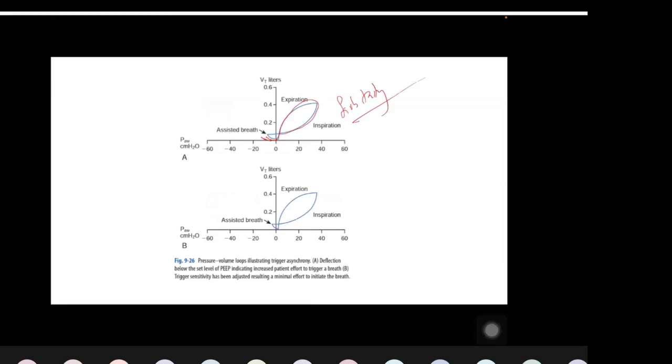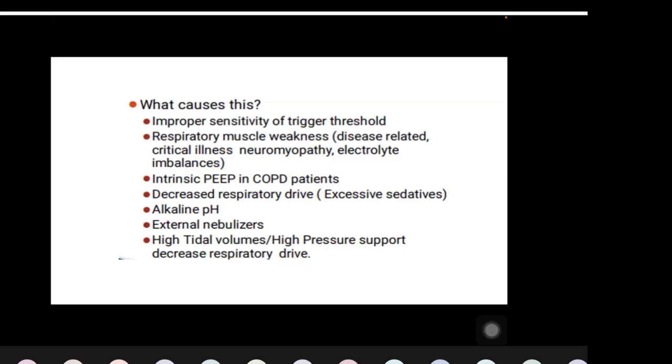So what are the important causes of trigger asynchrony? Improper sensitivity of the trigger threshold, respiratory muscle weakness, and intrinsic PEEP in a COPD patient. I have already seen that auto PEEP will cause ineffective triggering, decreased respiratory drive, and usage of high tidal volume or high pressure support that decreases respiratory drive.